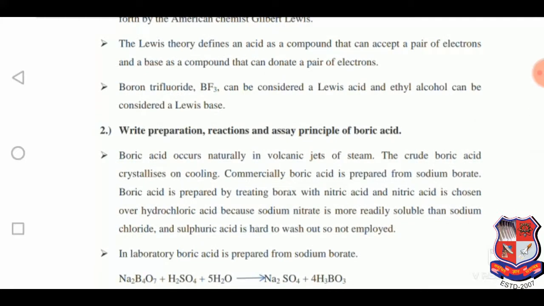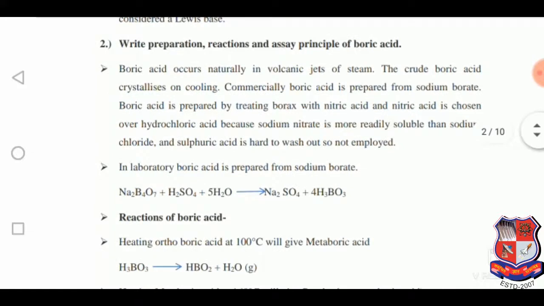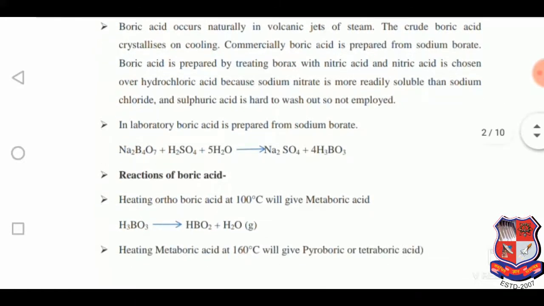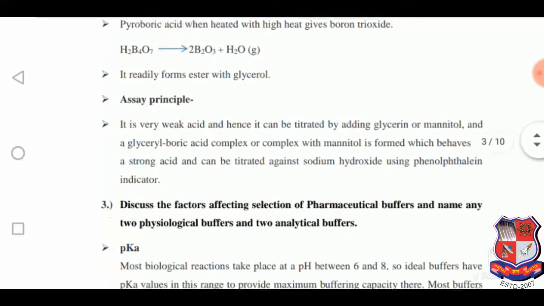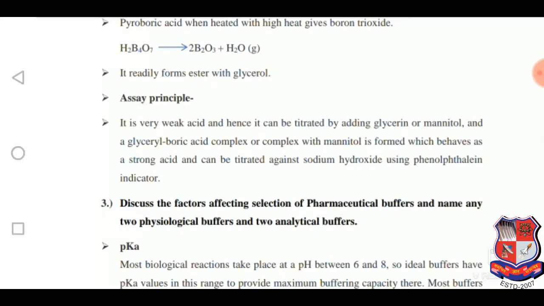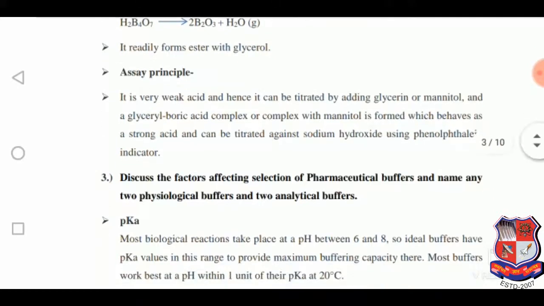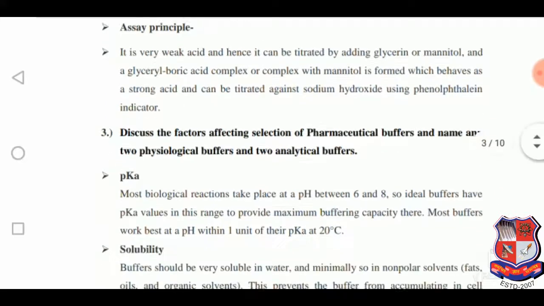The second question is to write the preparation, reaction and assay principle of boric acid. In the laboratory, boric acid is prepared from sodium borate. This is the reaction, how it looks. And what is the assay principle? It is a weak acid, and hence it can be titrated by adding glycerin or mannitol, and a glyceryl boric acid complex or a complex with mannitol is formed, which behaves as a strong acid, and it can be titrated against sodium hydroxide using phenolphthalein indicator.